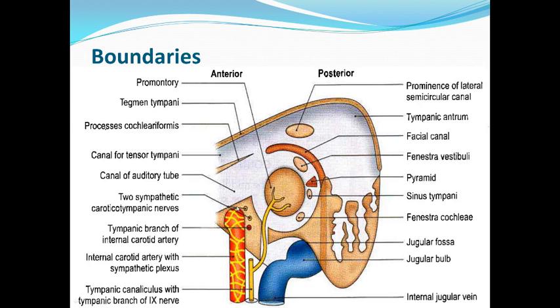Now moving on to the posterior wall. Superiorly, the posterior wall has the aditus, which I have already told you about, which communicates the epitympanic recess with the mastoid antrum.